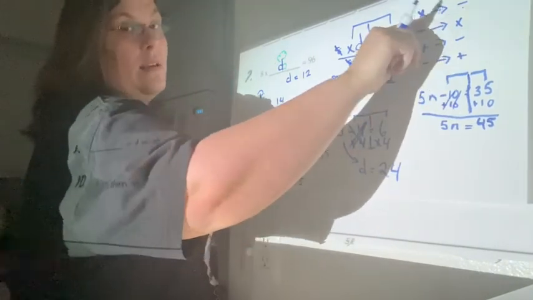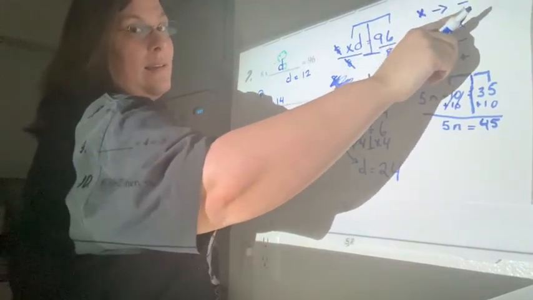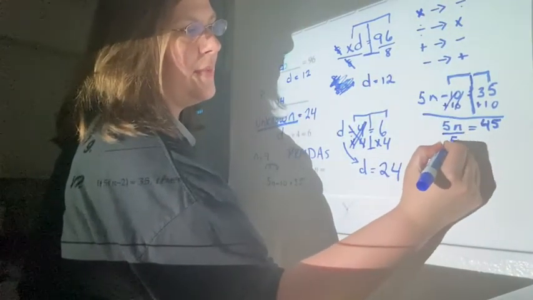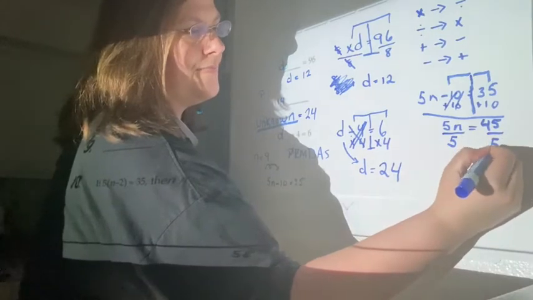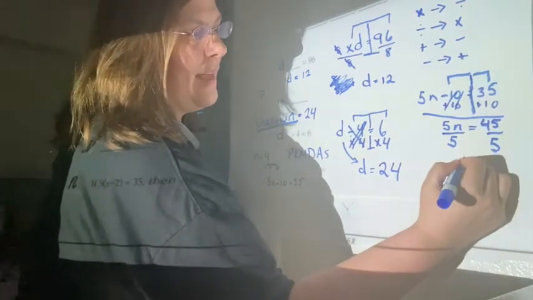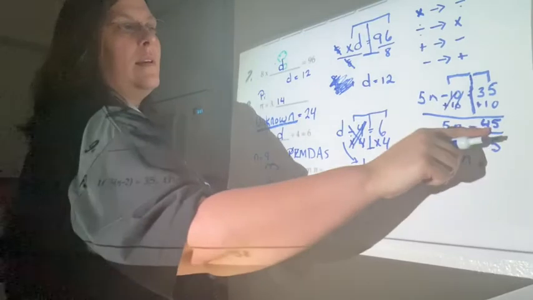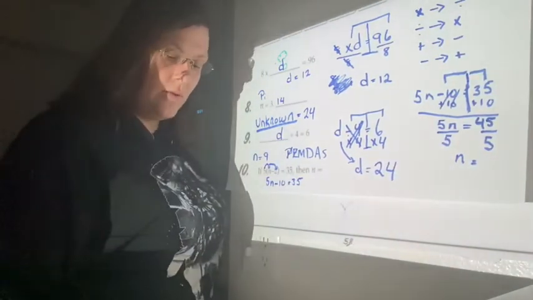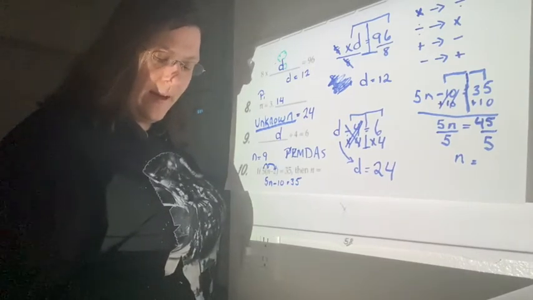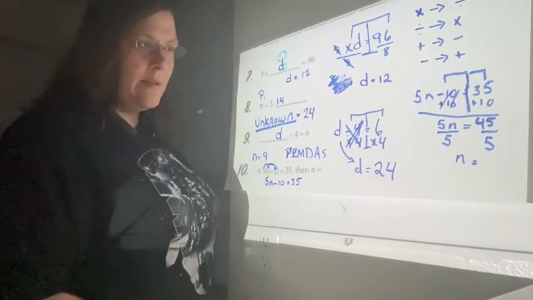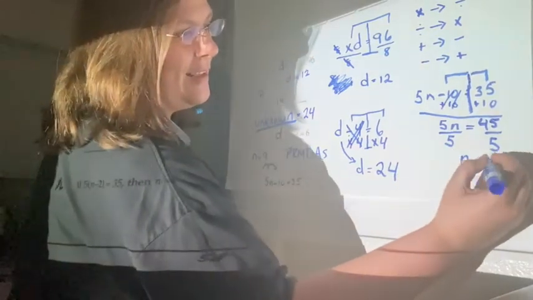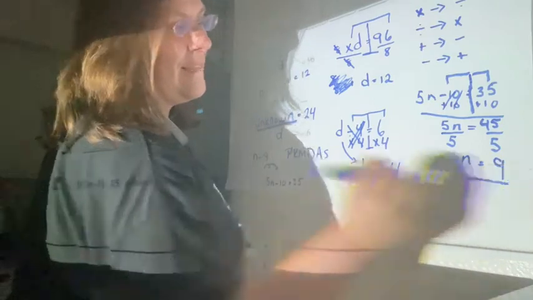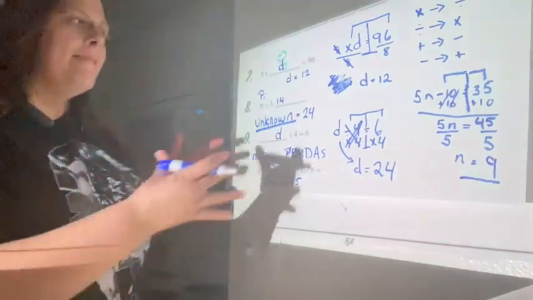So I take my times and I divide it. So you're gonna divide one side by 5. You're gonna divide the other side by 5. So now you have n equals what? 45 divided by 5 is, go back to our photo math. Whoops. 45 divided by 5 equals, what do you think? Do you think we did it right? n equals 9. There you go.